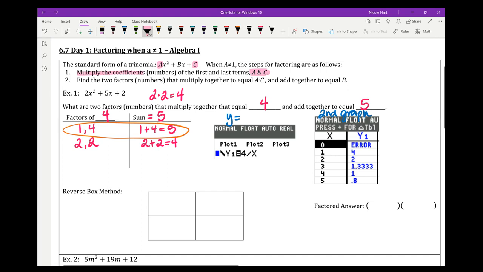The factors are going to be the ones that have only whole numbers. So 1 and 4 is a factor pair, 2 and 2 is a factor pair. Well, we know 1 plus 4 is equal to 5, and 2 plus 2 is equal to 4. So we want the one that adds to equal 5. So our two factors are 1 and 4.